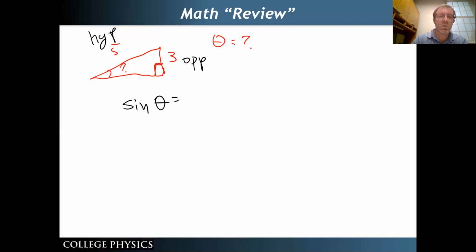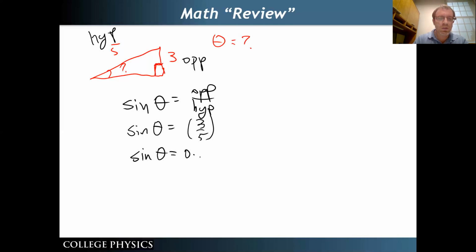That means that I should use this one. Sine of theta is equal to opposite over hypotenuse. Well, let's go ahead and plug in values. Sine of theta is equal to 3 over 5. So let's see, 3 divided by 5, that's 0.6. So it looks like sine of theta is equal to 0.6. Well, how do I get that theta out of there? To get the theta out, I do a little mathematical trick. I do the inverse operation on both sides.